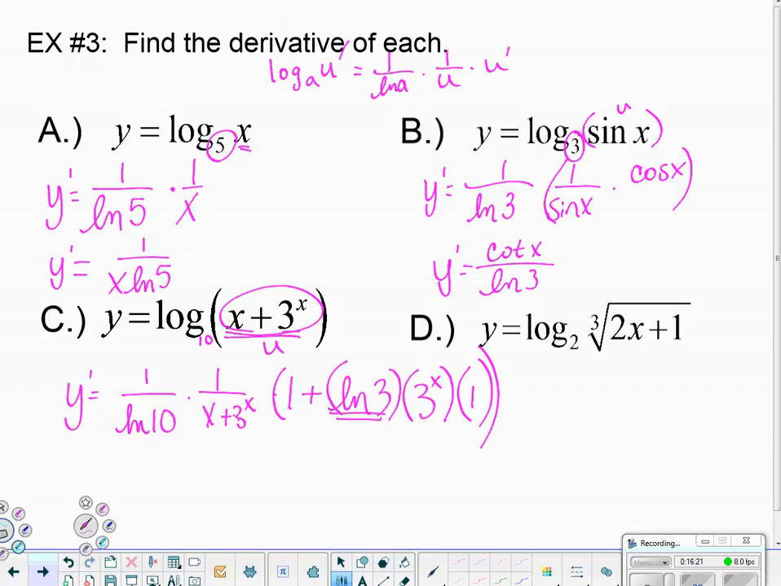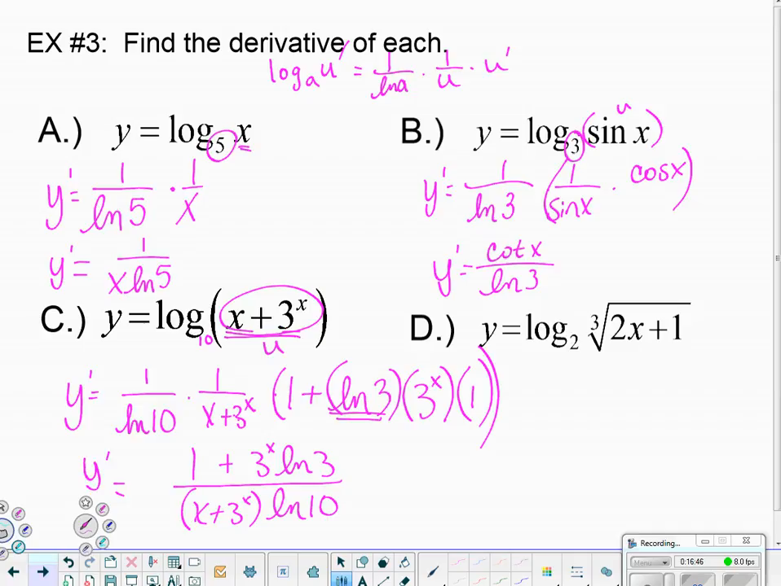There's not a lot to do, you guys, on this problem as far as condensing. We could call it 1 plus 3 to the x natural log 3. There's the numerator portion. And the denominator, we could have x plus 3 to the x multiplied by natural log 10. What a problem. That's quite a derivative.